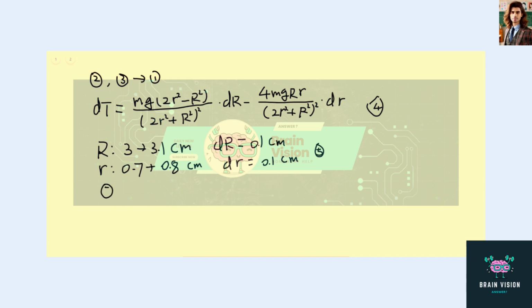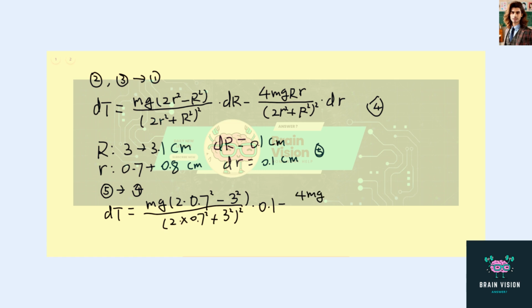So now if we plug condition number 5 into our equation number 4, we can get dT is equal to mg multiplied by 2 times the inner radius, which is 0.7, squared, minus the original outer radius, which is 3, squared, divided by (2 times 0.7 squared plus 3 squared) squared, multiplied by 0.1, subtracted by 4 times mg times 3 times 0.7 divided by (2 times 0.7 squared plus 3 squared) squared, multiplied by 0.1.